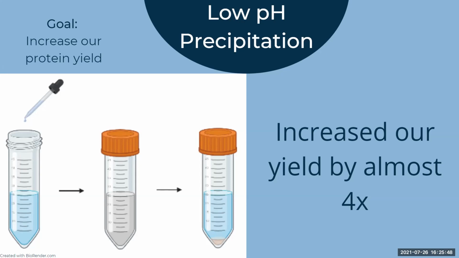Once we have our precipitates in solution, we centrifuge it down and we are able to pour off the liquid that is left, which will contain our protein, and we're able to discard those proteins that precipitated out.